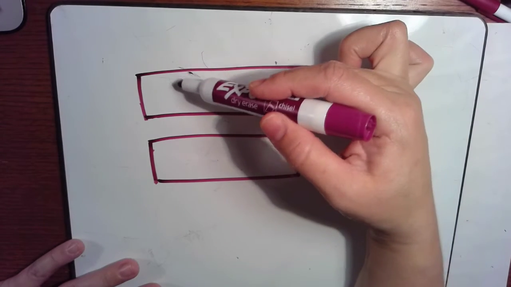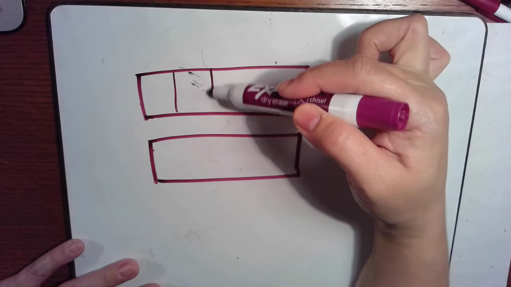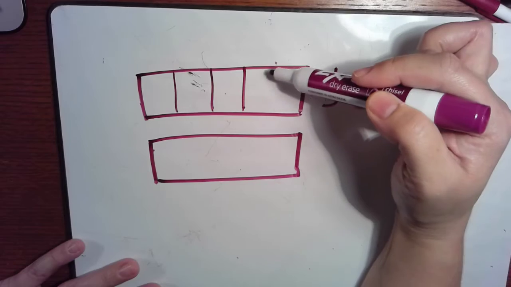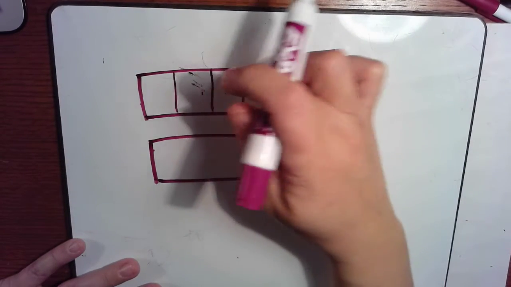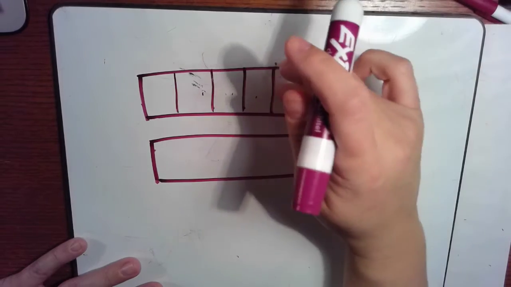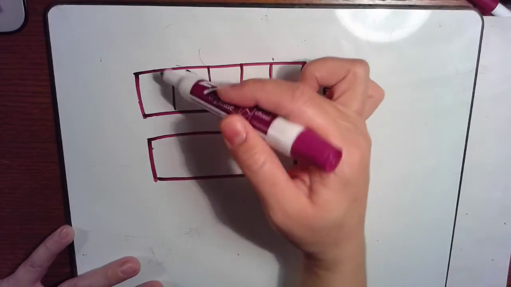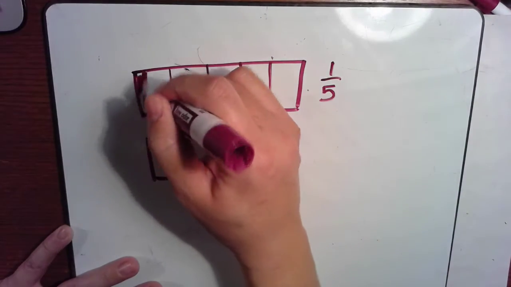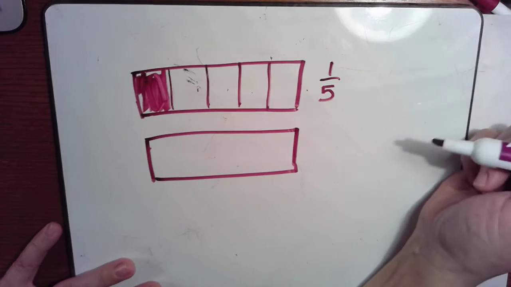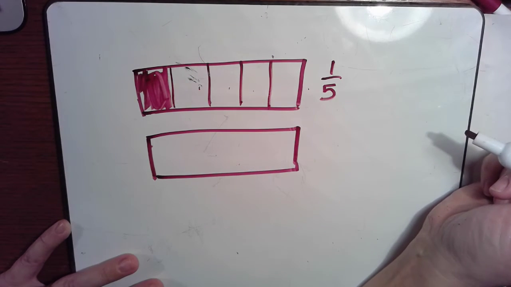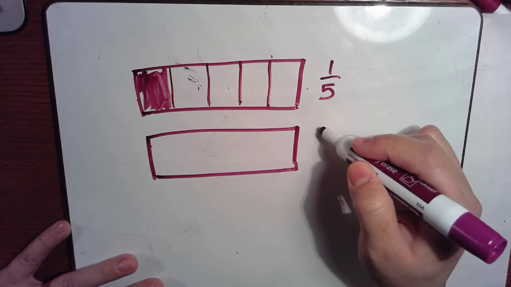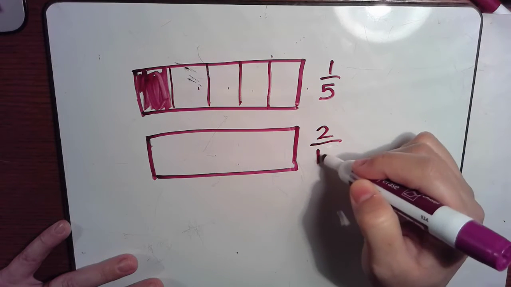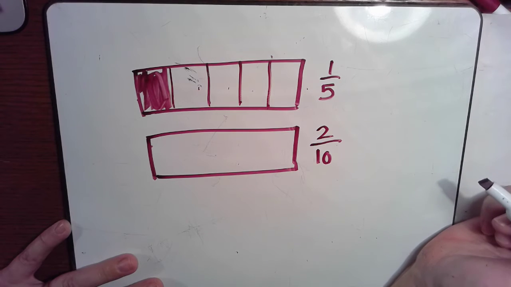1/5 shaded. I'll do 1, 2, 3, 4, 5. Okay, well, it's not perfect, but it's close enough. So if I'm going to shade 1/5, there's my 1/5 shaded. Now on the bottom, I want you to show me 2/10, but this time, please watch what I do.